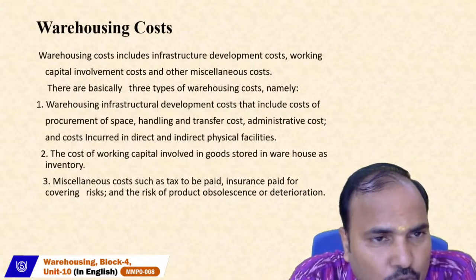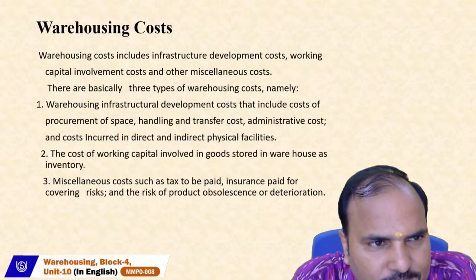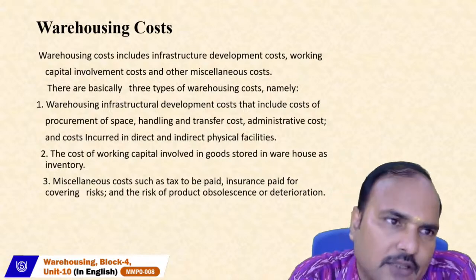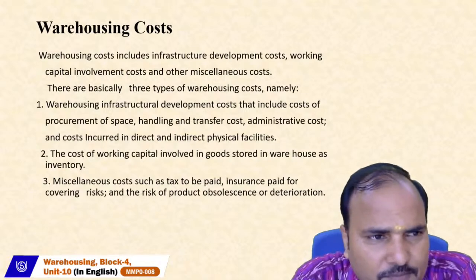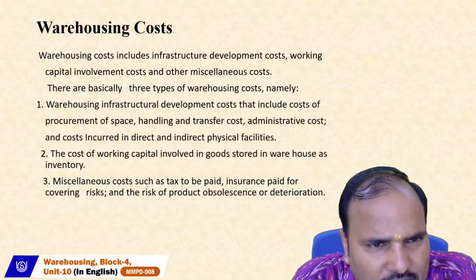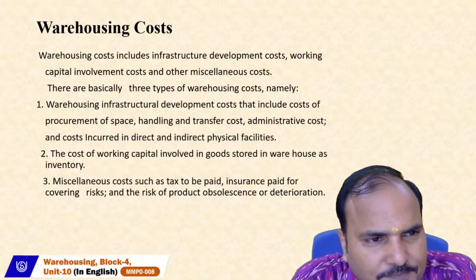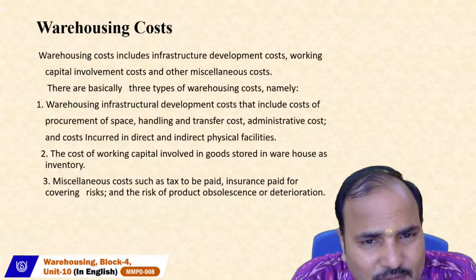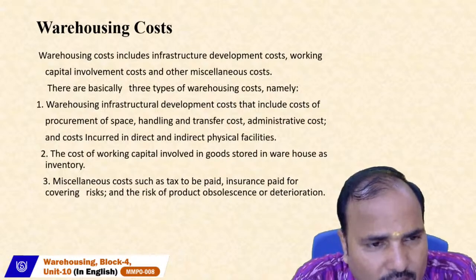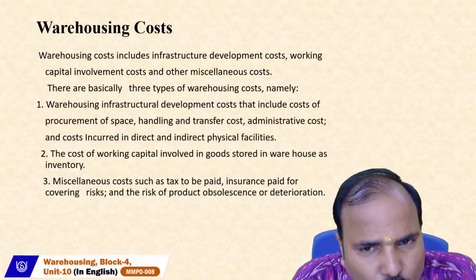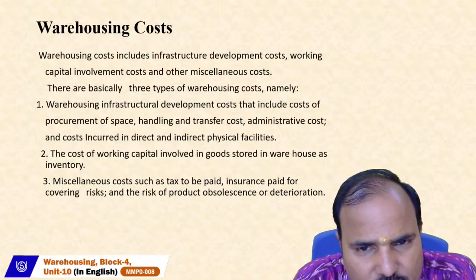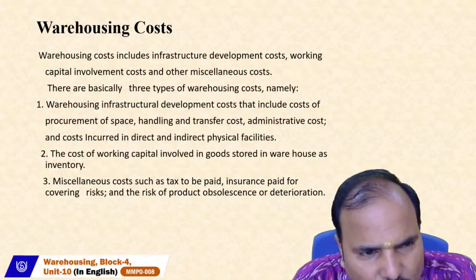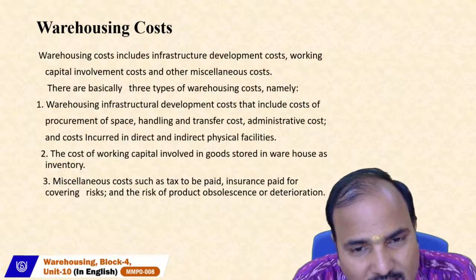Now let us come to the cost point of view. What is warehousing cost? Warehousing cost includes infrastructure development cost, working capital involvement cost, and other miscellaneous costs. There are basically three types of warehousing costs. One is the warehousing infrastructural development cost, which includes the cost of procurement of space, handling and transfer cost, administrative cost, and costs incurred in direct and indirect physical facilities.